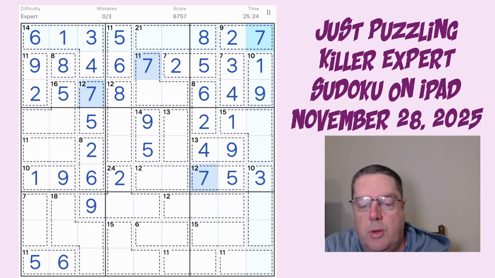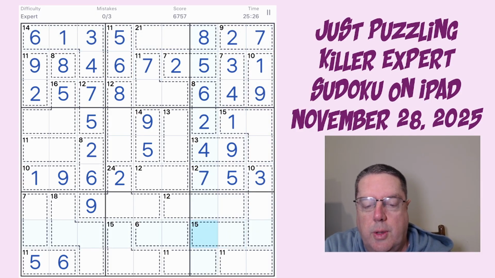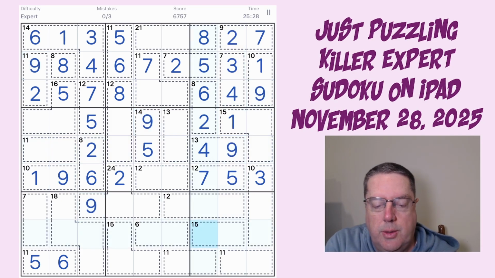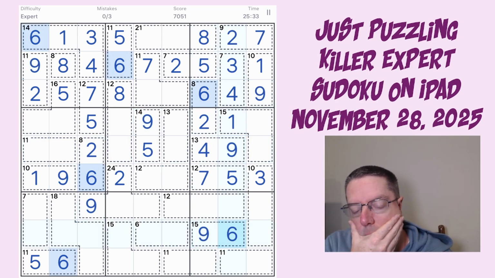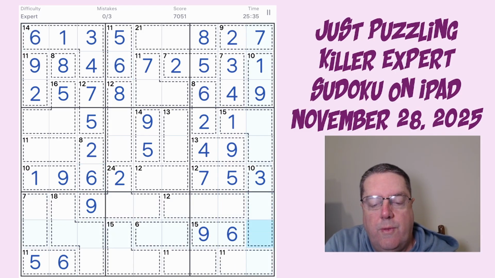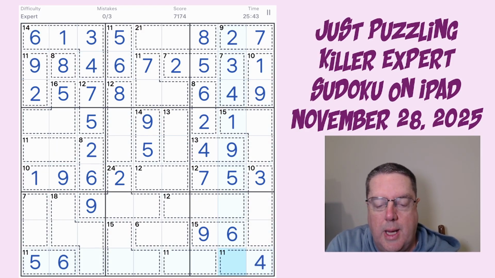Okay. So 7, 8 doesn't work, so this is 9 and 6, 9's there, so this is a 9, leaving this to be a 6. 2 and 5 there, leaves 3 and 8. Can't be 3 and 8, so this is 4 and 7. 4 can't be there, so this is a 4, leaving this to be a 7.